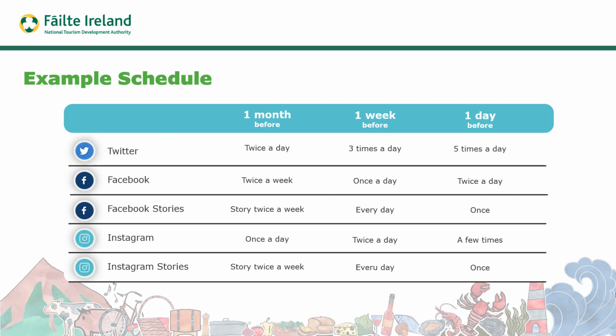So on Twitter, it could be twice a day a month before, a week before it could be 3 times a day. A day before, you could send it 5 times that day. You really want to push that message as it gets closer to time.